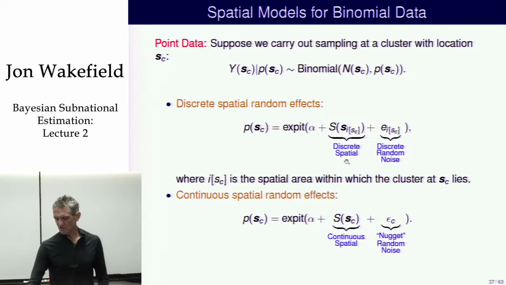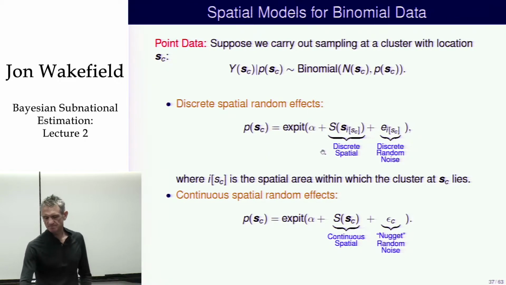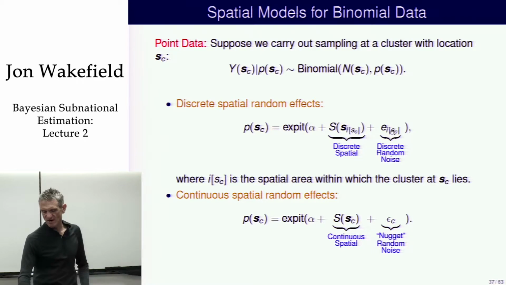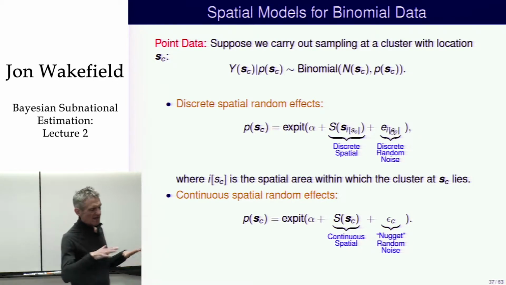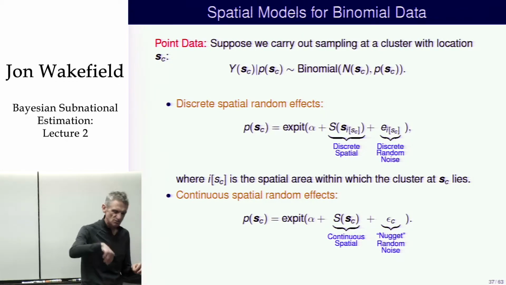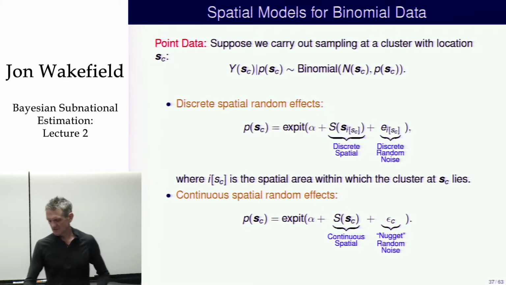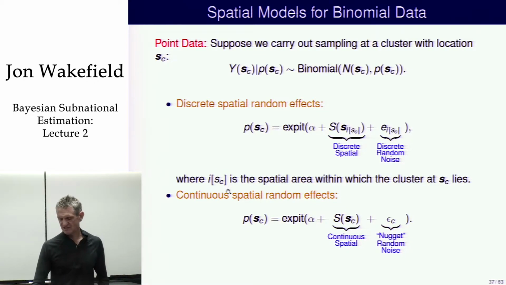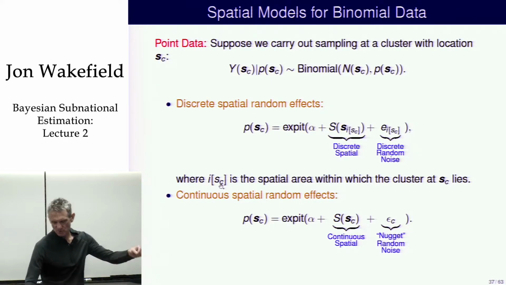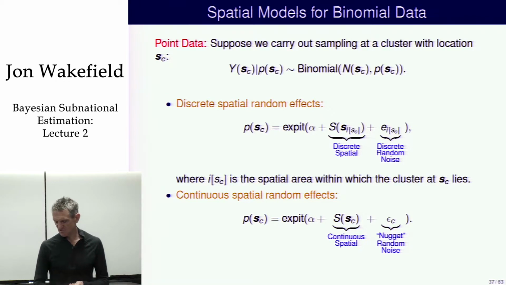So the discrete model would say that prevalence is going to be written as an intercept alpha plus a discrete spatial variation, so some spatial smoothing model across areas, and then we've got some random shocks so that we allow some deviations from this overall spatial pattern if there are very localized events which are unrelated to areas around. And just this slightly irritating notation: i_sc basically says the area i within which cluster c resides. So this is just a function which takes a point location and says which area it lies within. So that's a discrete spatial model.